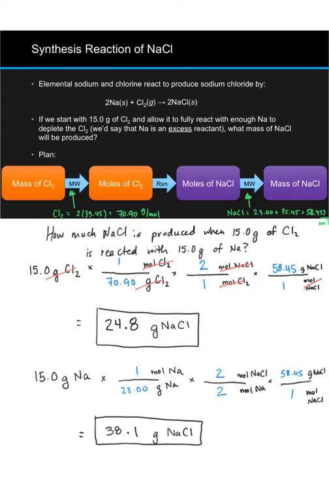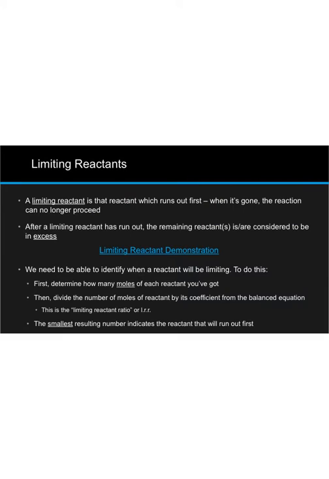Well, they can't both be right. So which one is the correct one? It might stand to reason intuitively for you that the smaller amount is the more correct one. Why is that? The answer has to do with the role of limiting reactants in a chemical reaction. A limiting reactant is a reactant that runs out first. And when it's gone, the reaction can no longer produce any more products.